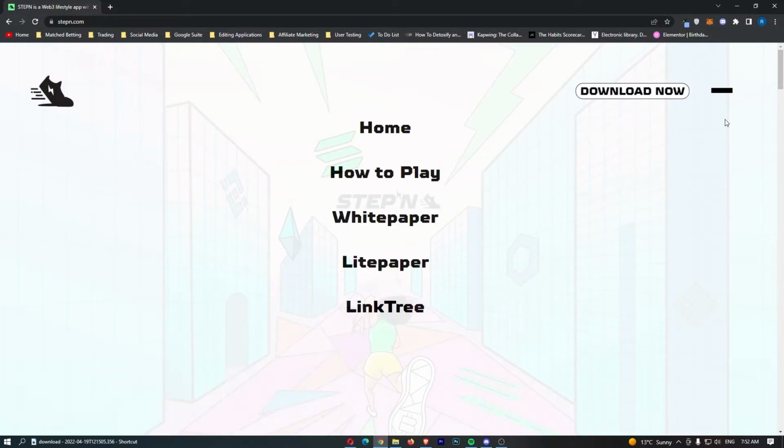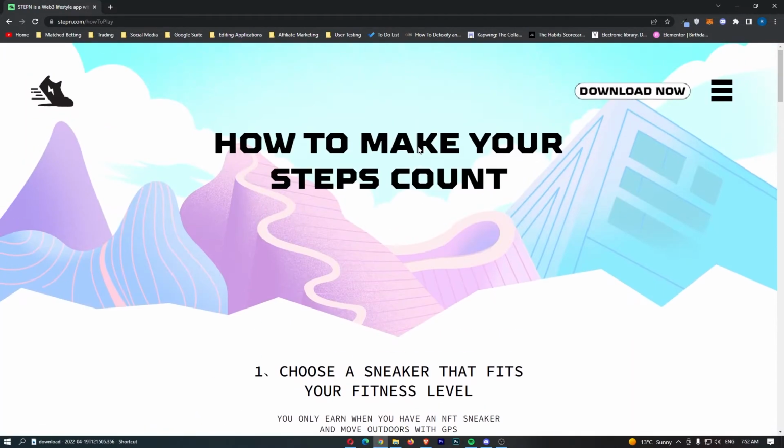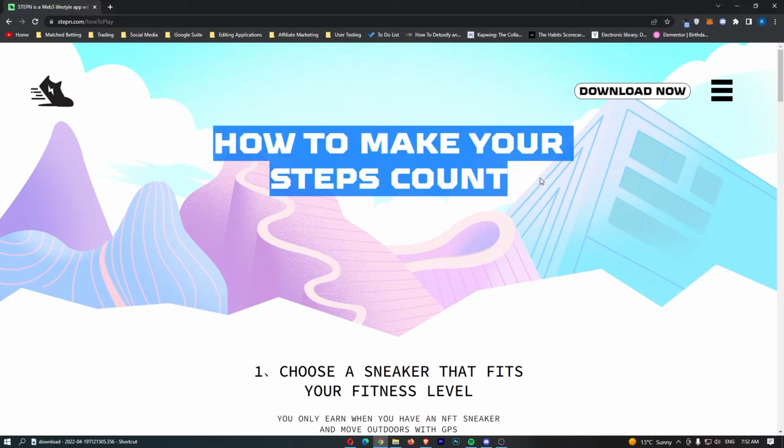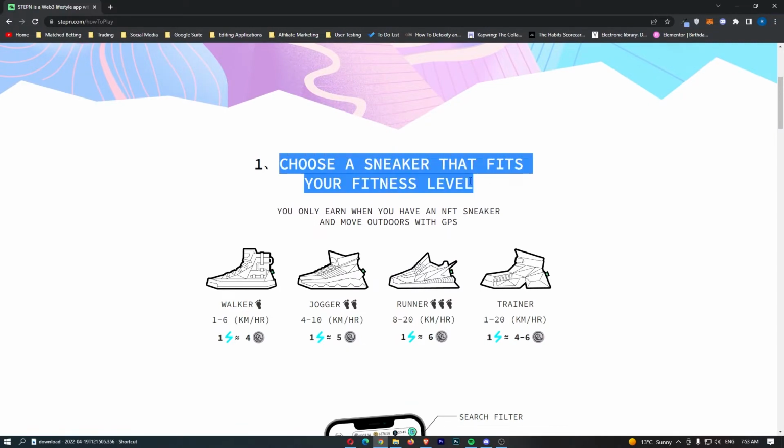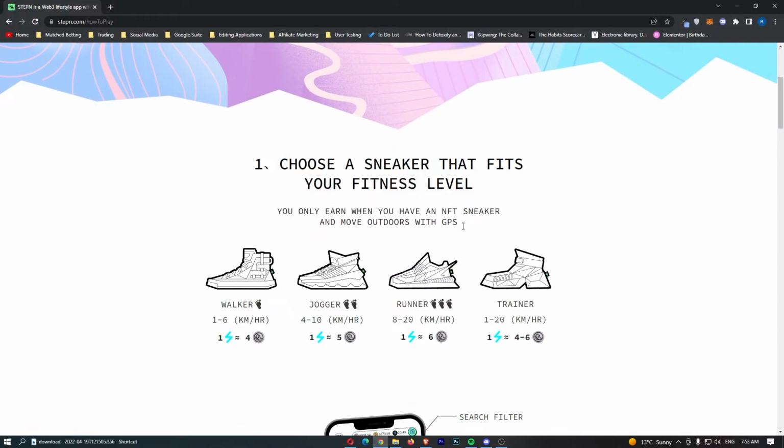Now if we go up here and we go to how to play, we can see that this is effectively how the StepN app works and how you can make money for walking, running or jogging. So it says choose a sneaker that fits your fitness level, and you only earn when you have an NFT sneaker and move outdoors with GPS. So you can see that these are the four sneakers that you can get. You can get a walker sneaker, a jogger sneaker, a runner sneaker and a trainer.